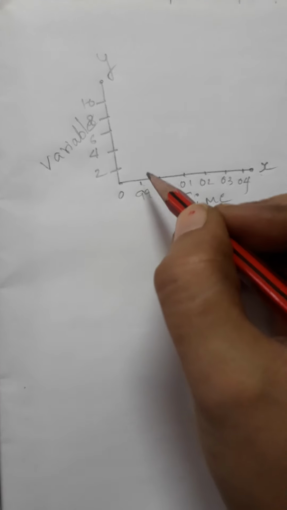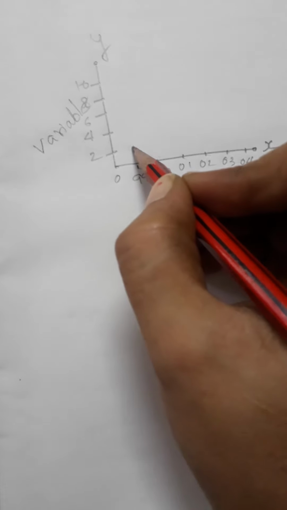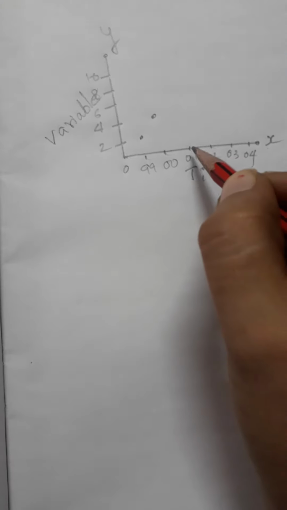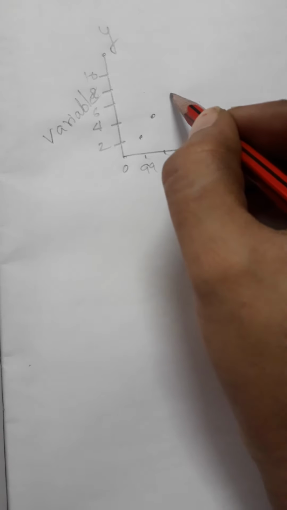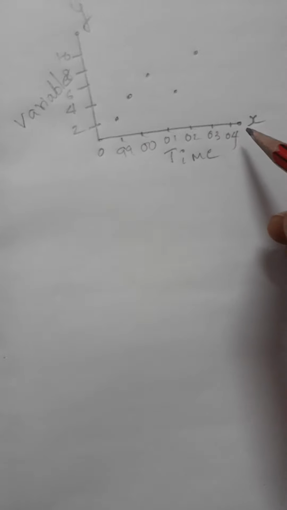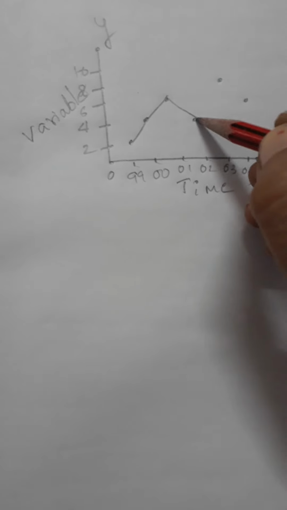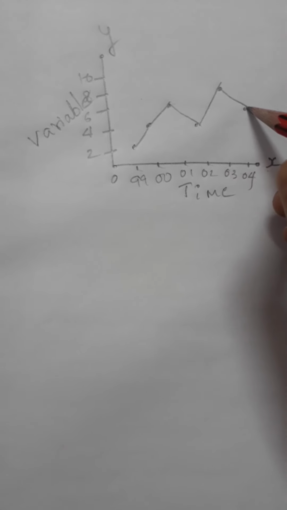Now in the problem they provided for 1999 the value is 2, for 2000 the value is 4, okay. Again for 2001 the value is 6, next to 6 I am plotting, okay. Then for 2002 the value is 4, then for 2003 the value is 8, then for 2004 the value is 6, okay. So I plotted all the values. Now I am joining all these points by using a scale.